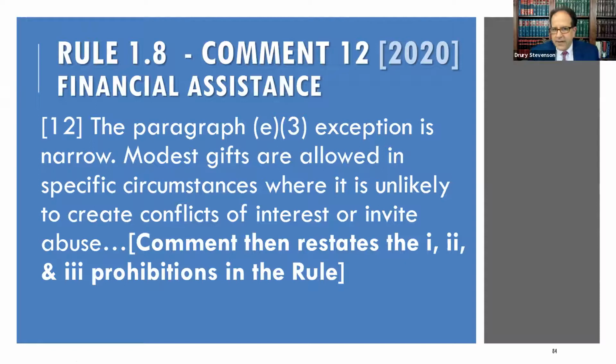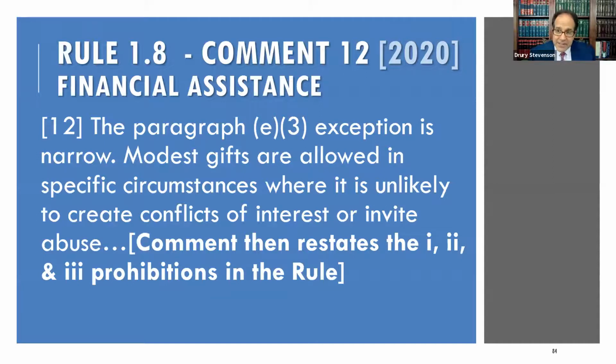Comment 12, paragraph E3, this new exception is narrow. Modest gifts are allowed in specific circumstances where it is unlikely to create conflicts of interest or invite abuse. And then it restates the 1, 2, and 3 prohibitions in this new rule, 1.8(e)(3). And I want to point out here that if you violate, for example, if you're promising this as an inducement to have somebody hire you as their lawyer, or you're advertising about the fact that you do this or that you're willing to do it, you could be subject to discipline for purposes of the Model Rules, and therefore for purposes of the MPRE.